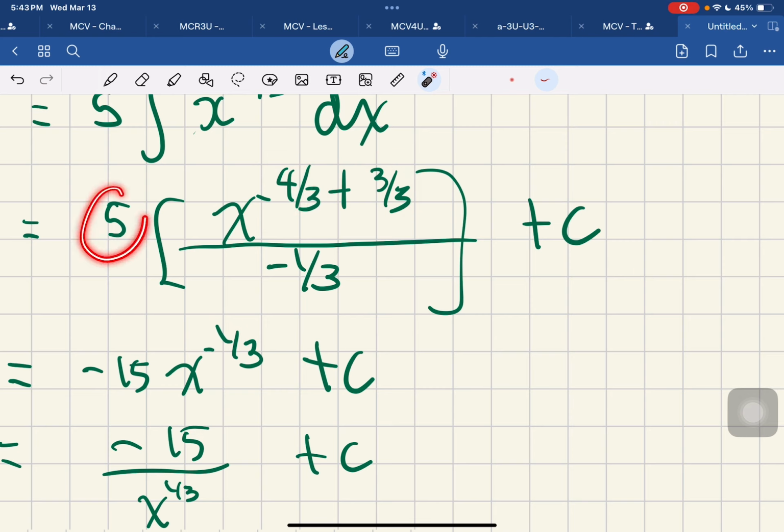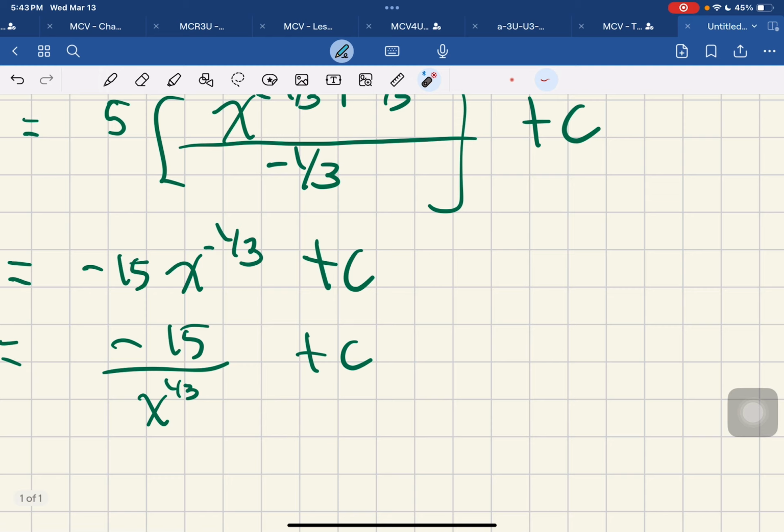And then I have 5 divided by negative 1 third. Well, 5 divided by negative 1 third, you multiply by the reciprocal. So that becomes negative 3 over 1 times 5. That's negative 15. And then finally, I have negative exponents, so I put it in the bottom.